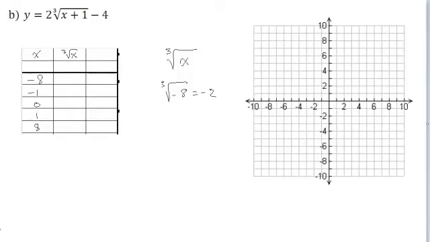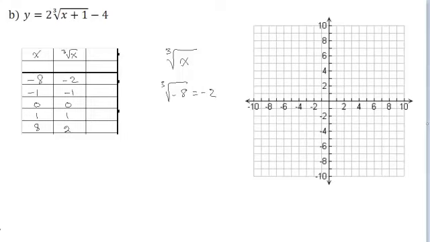Okay, so cubic root of x now. Cubic root of minus 8 is minus 2. Cubic root of minus 1 is minus 1. Cubic root of 0, 0. Cubic root of 1 is 1. Cubic root of 8 is 2. So always, whatever the function is, for the cubic root we start with the main one, which is cubic root of x, the parent function.